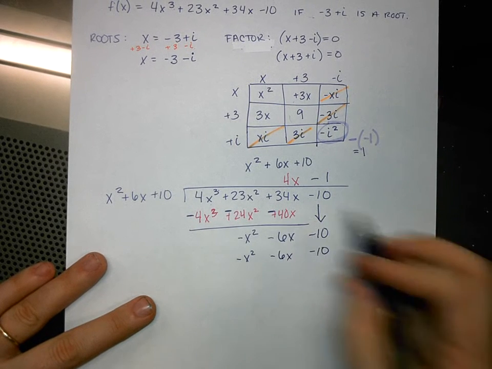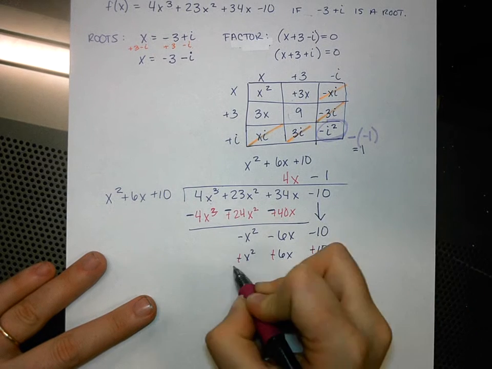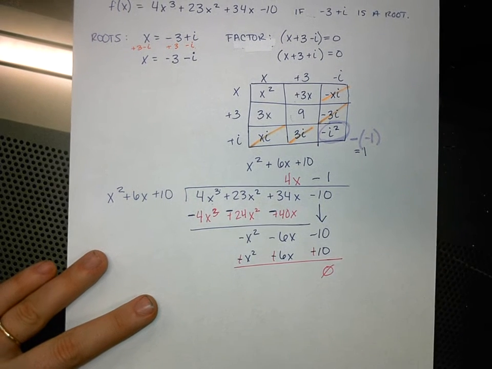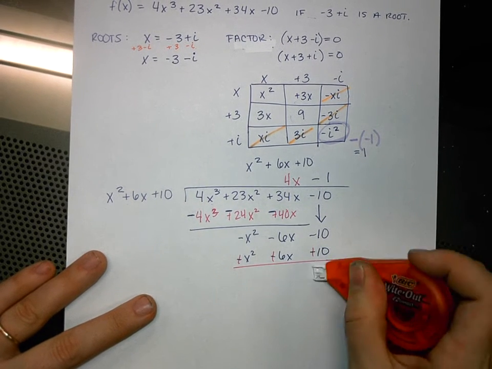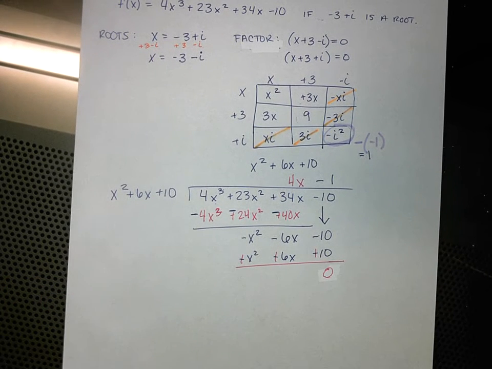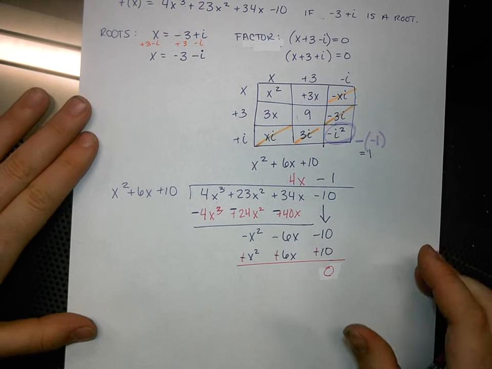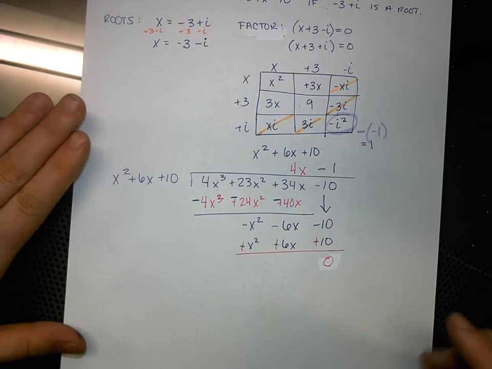When I subtract the second row, we're going to change every single sign, which shows that I don't have a remainder. My remainder is 0. Not no solution, that's why you don't put a line through it, but 0.